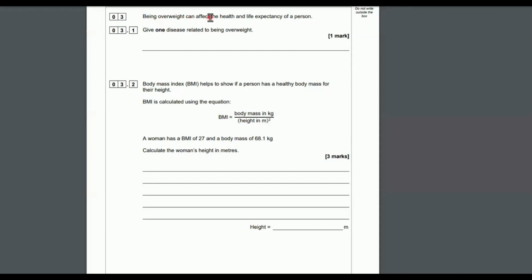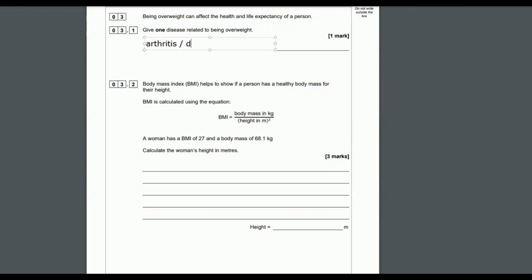Okay, being overweight can affect the health and life expectancy of a person. 3.1, give 1 disease related to being overweight. So pause the video, have a go. Okay, I'm going to go through the answers. So it could be arthritis. That's the one where your joints hurt. If you're overweight, you can put a lot of pressure on your joints.